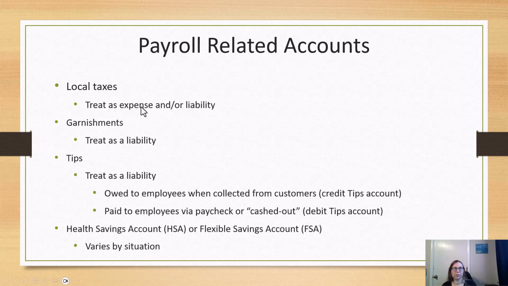However, if it's going to be an expense of the business, like the business has to pay it, kind of like unemployment tax, then that's going to be an expense and a liability because it's an expense of the business. And then you would also treat it as a liability where you set up the payable account, just like the federal income tax payable, and pay it out.